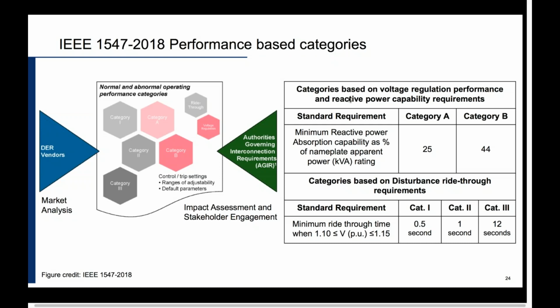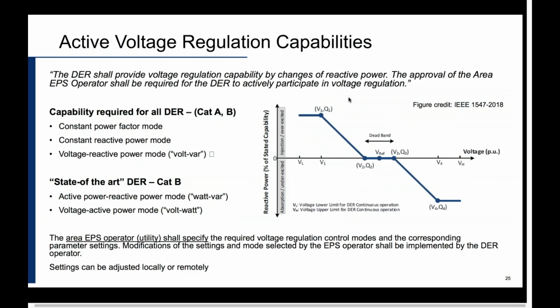On the other hand, category 1, 2, and 3 provide time limits on up to what time these DERs should provide some support, dynamic support, and category 1, 2, and 3 go from providing very little support to a lot of support in category 3. California and Hawaii run with category 3.